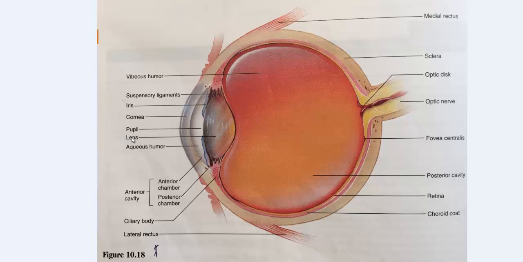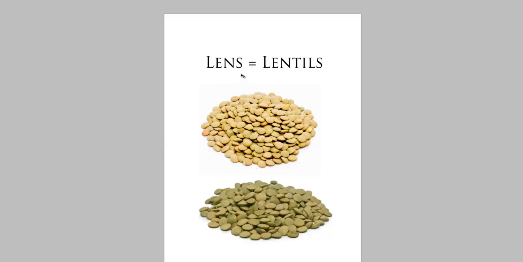Up next is the lens, which is this disc-shaped object here. So the lens focuses the light passing through the pupil onto the retina, allowing eyesight. So when I hear the word lens, I think of lentils, which are little seed things that look like this. Now they're flat discs and they look extremely similar to the lens itself. So that's how I remember it.